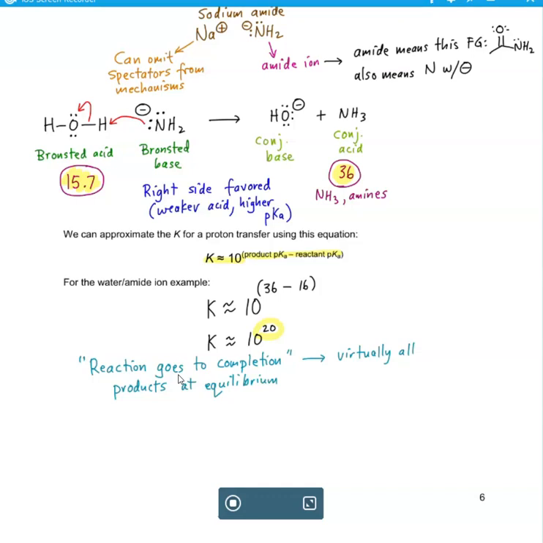Now, a lot of the time people will want to know, well, what's the cutoff number? How do I know when a reaction goes to completion or not? Well, it depends on who you talk to, but a typical rule of thumb is maybe something along the lines of 10 to the 5 or 10 to the 6. If you have an equilibrium constant that's 10 to the 5 or 10 to the 6 or greater, then we can pretty safely say that we would consider that reaction as going to completion.